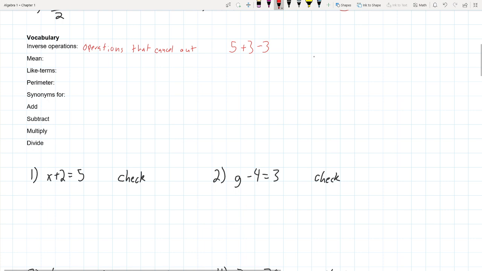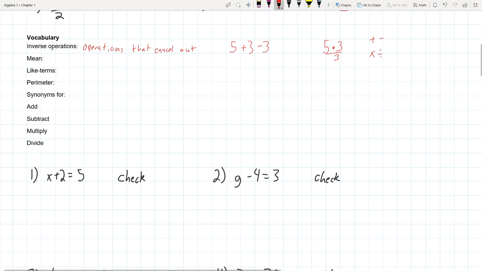Another set of inverse operations is multiplication and division. If I have, let's say, 5 again, and I multiply by 3, the way that I undo that, if you will, is I divide by 3. So those are inverse operations: plus and minus, multiplication and division.